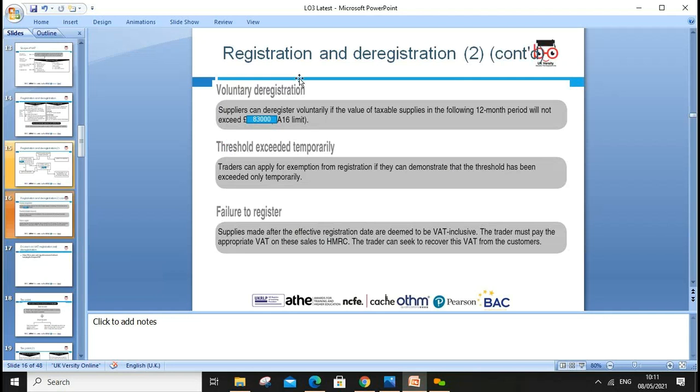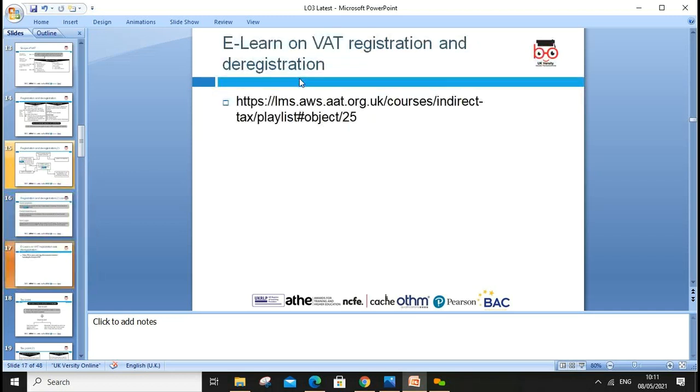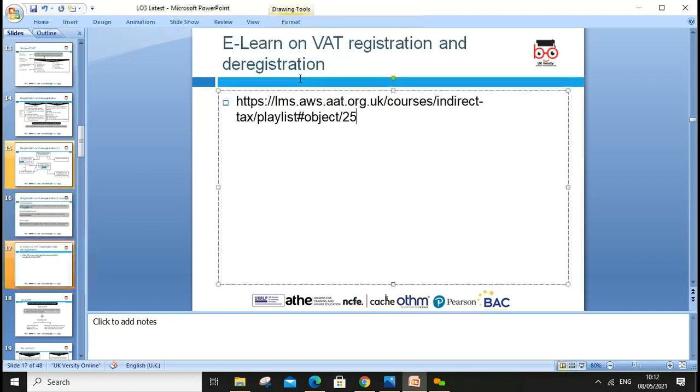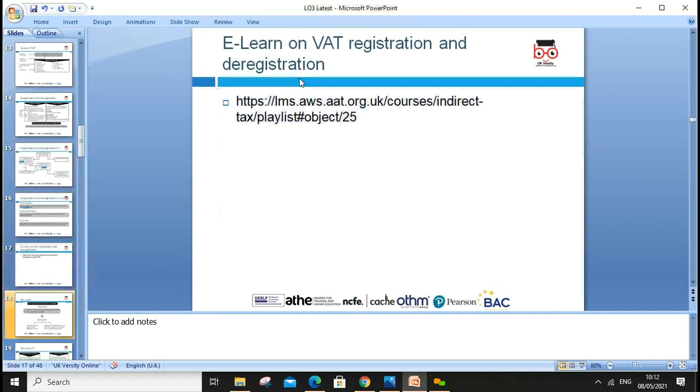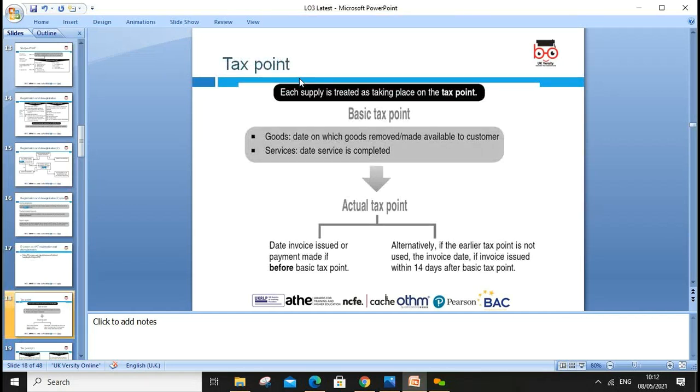No? Okay. Voluntary registration is possible even if your turnover is below the threshold. If the threshold is exceeded temporarily, or there is failure to register, then of course there is a penalty, and we have to inform HMRC. Then I copied the link. Hopefully these links work; sometimes a couple don't. You can copy and paste this link and look around the e-learning at your end if you want to. Otherwise, I'm going to send you the handouts separately to do practice.